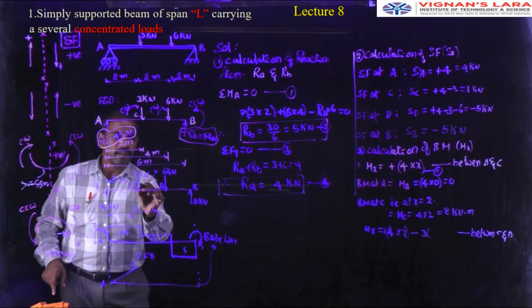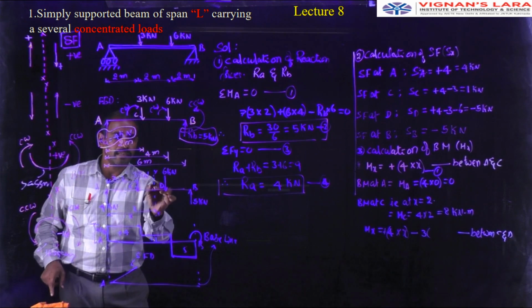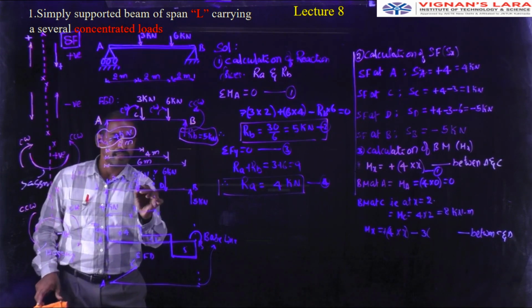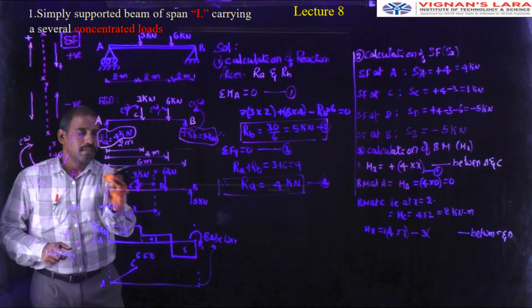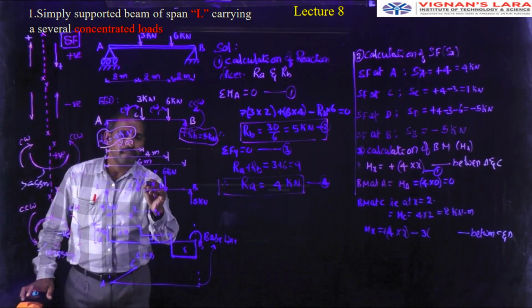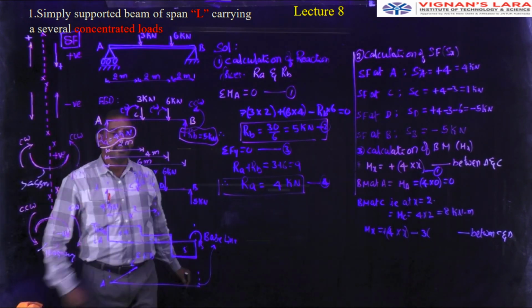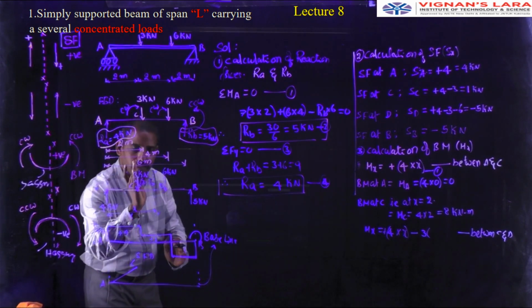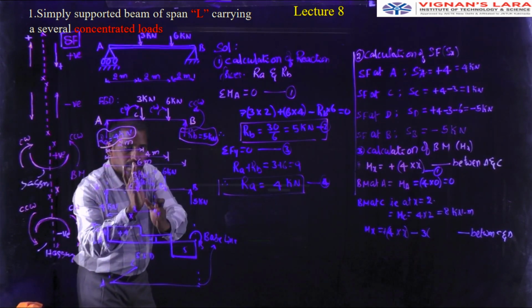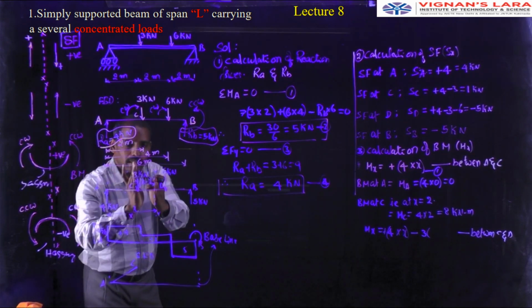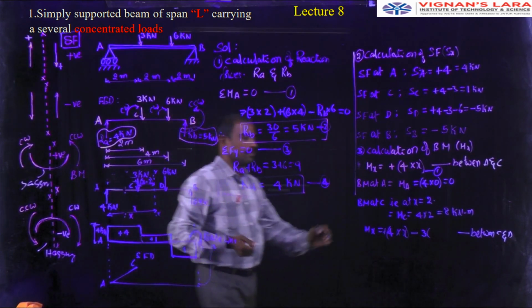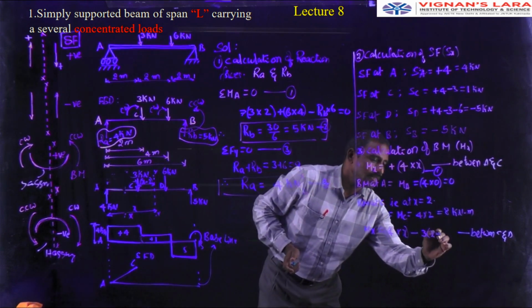What about this value? I would like to calculate the perpendicular distance from the section XX to the 3 kilonewtons. So it is x minus 2 meters. This is the 2, this is the x, so it becomes x minus 2.